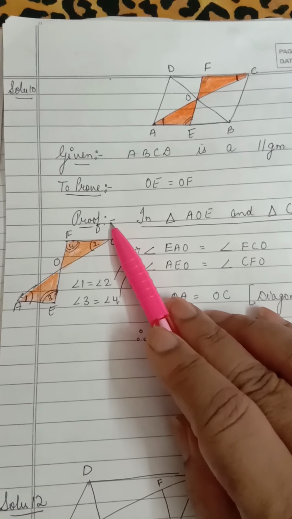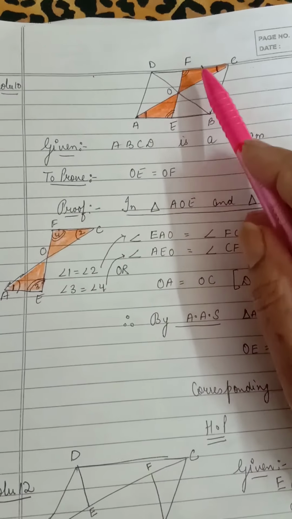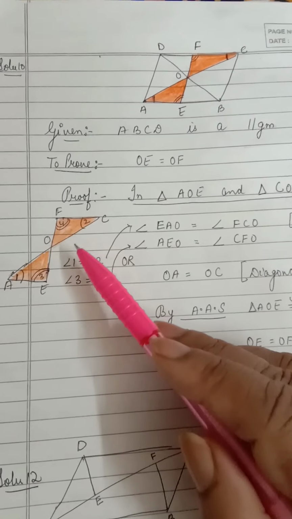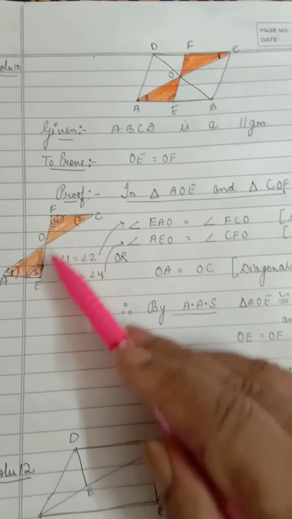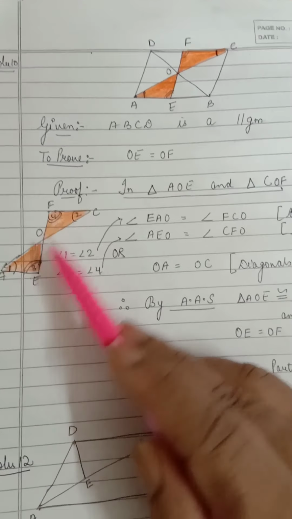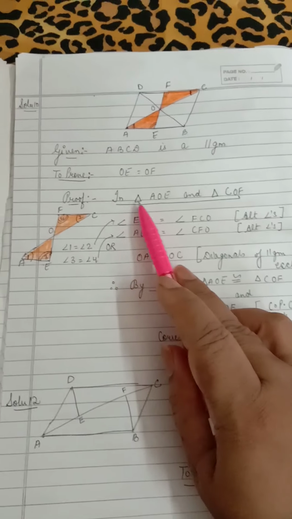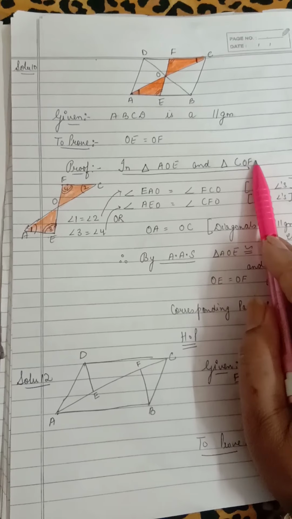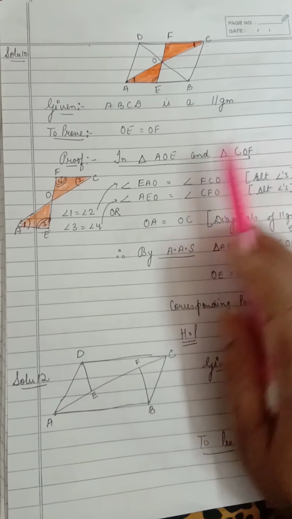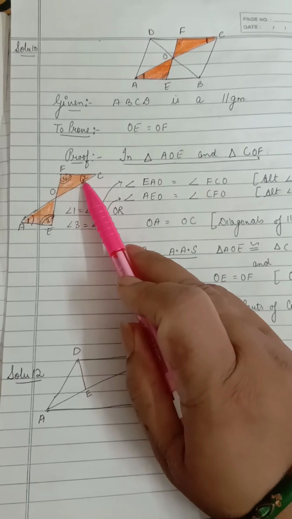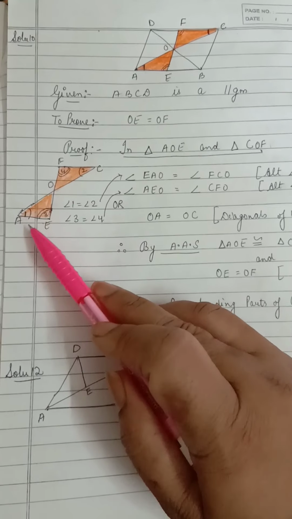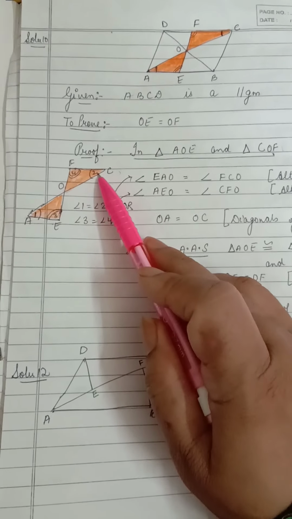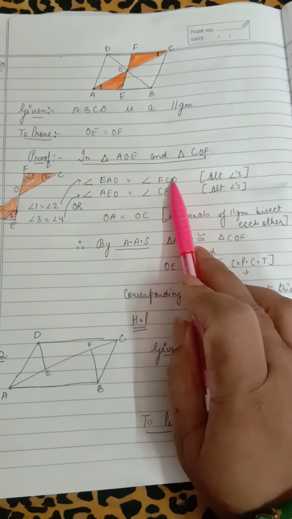Now for the proof, I'll be using congruency, and for that I'll be taking these two triangles. You can see I've drawn these two triangles here. First, what is the name of the triangle? You can write them as AOE and COF. So in triangle AOE and triangle COF, we all know that for congruency we have to prove three elements to be equal. So here first I'll be taking this angle and this angle, that is angle EAO and angle FCO. So EAO is equal to FCO.